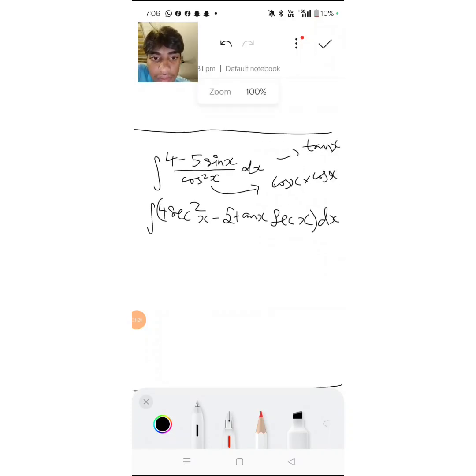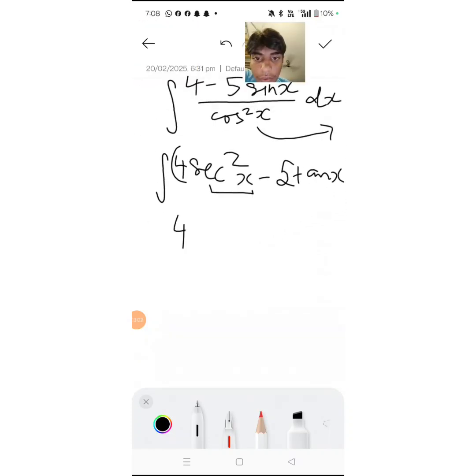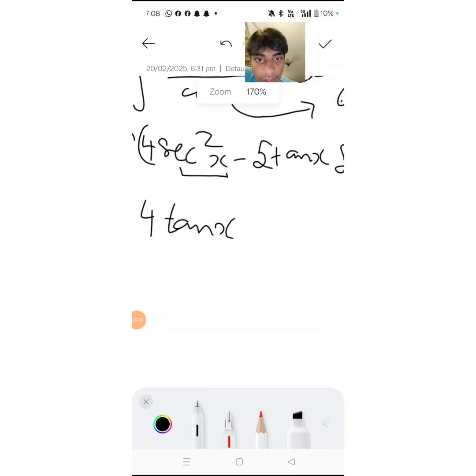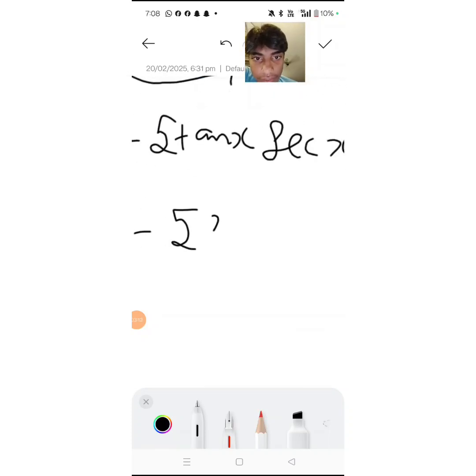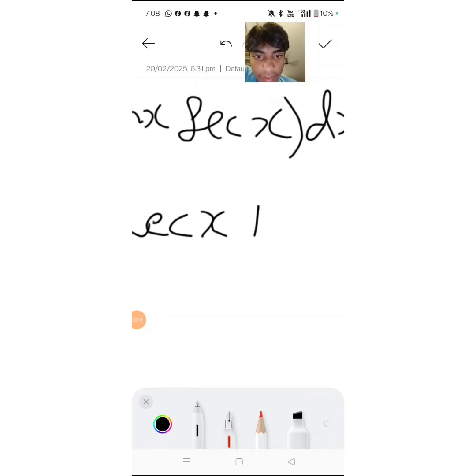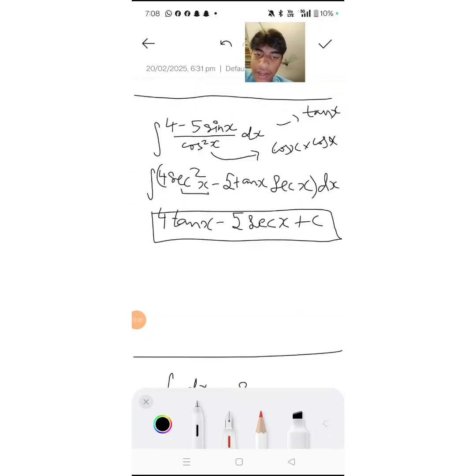Now though it has become very simple. Now all we need to do is just integrate it. The integral of 4 secant square x is 4 tan x, minus 5 secant x, plus c would be our answer. This is just the basic integral, right? That's all you need to remember.